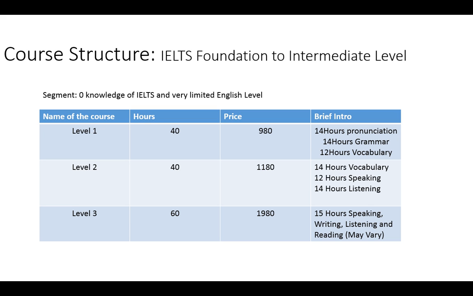I'm also going to give you a brief introduction to the course content. The 40 hours will be divided into 3 parts: 14 hours of pronunciation, 14 hours of grammar, and 12 hours of some basic vocabulary. That will be the level 1 course. And the level 2 course will be another 40 hours, and the price will be a little bit higher, around $1,180. The 40 hours will also be divided into 3 parts.